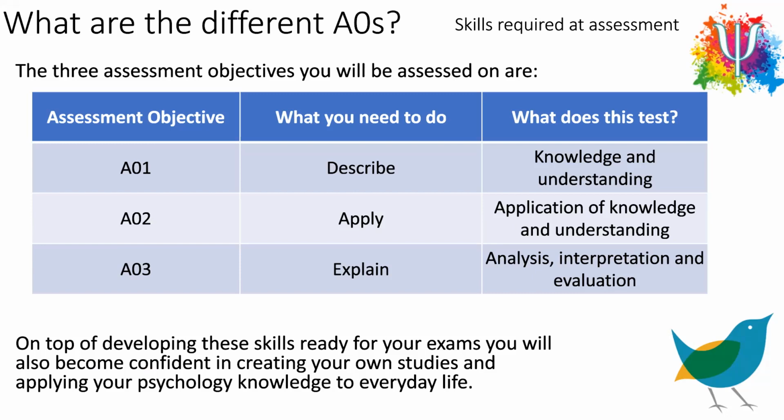Whenever an assessment objective is looking at an AO2, this time it's looking for you to apply your knowledge. So you're literally applying your knowledge and understanding to a novel scenario. And then when we do AO3, this time you need to explain. So here you would be looking to show your analysis, your interpretation, but most importantly, your evaluation. Okay, so on top of developing these skills ready for your exam, you'll also need to become confident in creating your own studies, hence the research method, and applying that psychology knowledge to everyday life. So this is how you are assessed in psychology, in your abilities to describe your knowledge, to apply your knowledge, and to evaluate your knowledge.